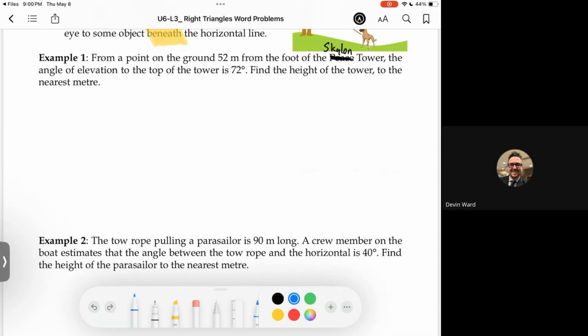Okay, so just do me a favor here. Scratch out Peace Tower there and write Skyline Tower. I modified this example to make it more relevant to Niagara Falls, and I forgot to change the name of the tower that we were talking about. Okay, so first just change that to Skyline.